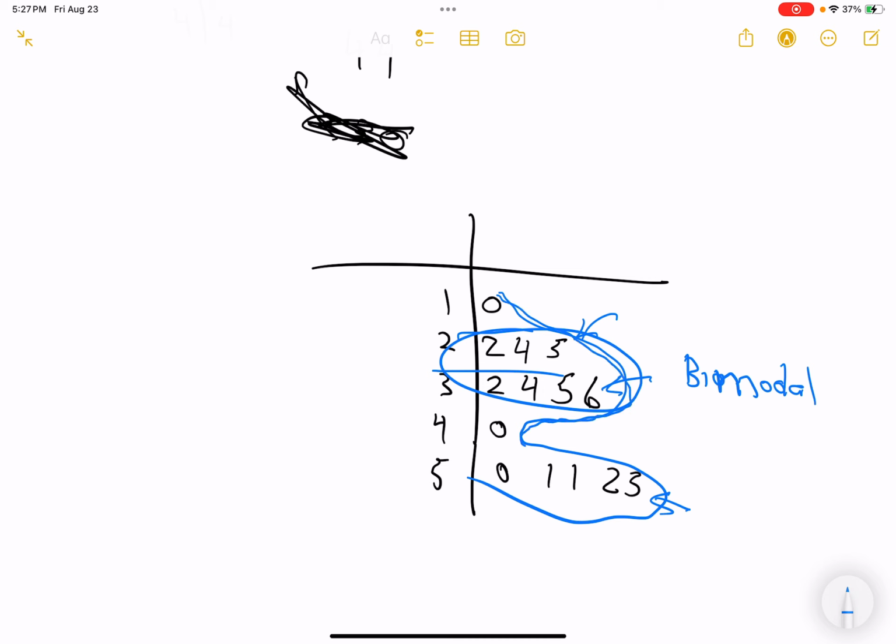Okay, this is a different kind of mode than you're used to. You're used to the mode just being the number that shows up the most. But in this case, we have a mode that sits in the 20s and 30s. And then we also have a mode that sits in the 50s. It's where our peaks of distribution sit.